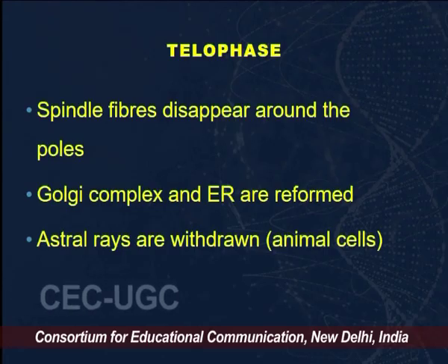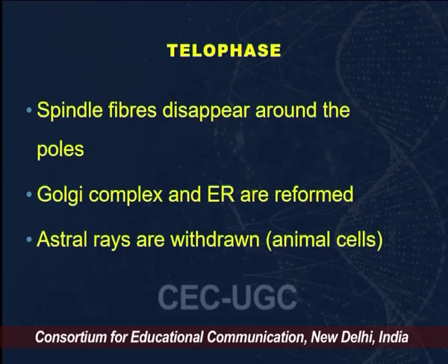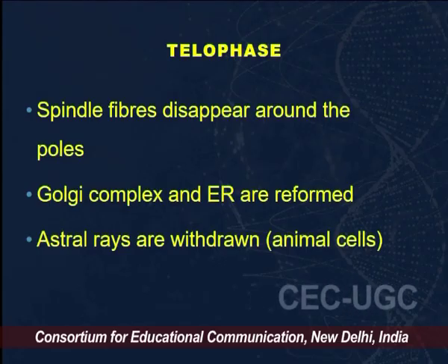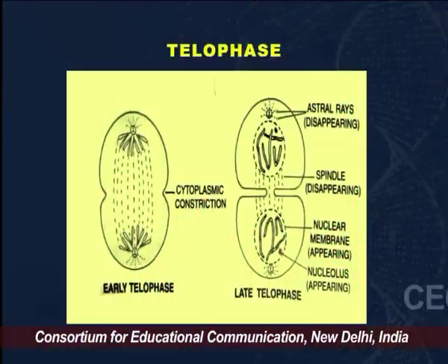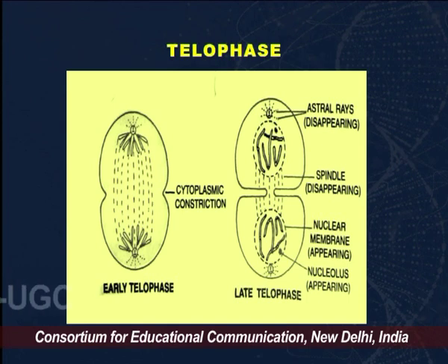because now all the factory information has to be restarted in the newly formed cells. So, all these apparatus are required. The Golgi complex and endoplasmic reticulum are reformed, and then astral rays are withdrawn in animal cells, because there are no astral rays in plant cells. That is why it has been specified that astral rays are withdrawn in animal cells. So, we can see that they started disappearing.